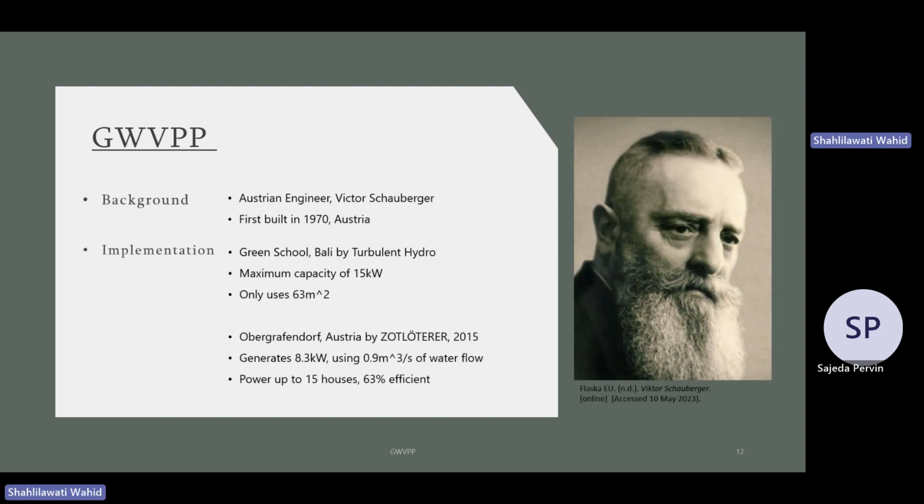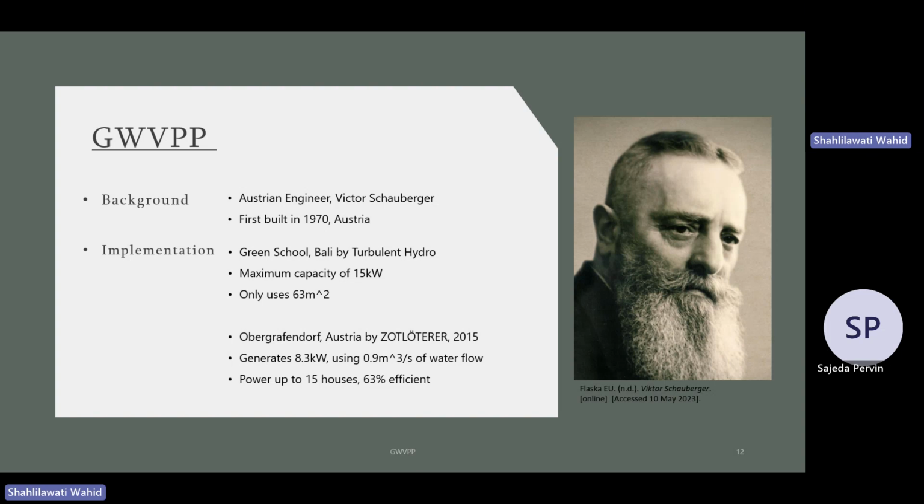So the background of GWVPP: the idea of generating electricity using it was first proposed by the Austrian engineer Viktor Schauberger, and the first one was built in roughly 1970 in Austria. There have been several successful implementations of GWVPP over the past years. And we have two examples right here.